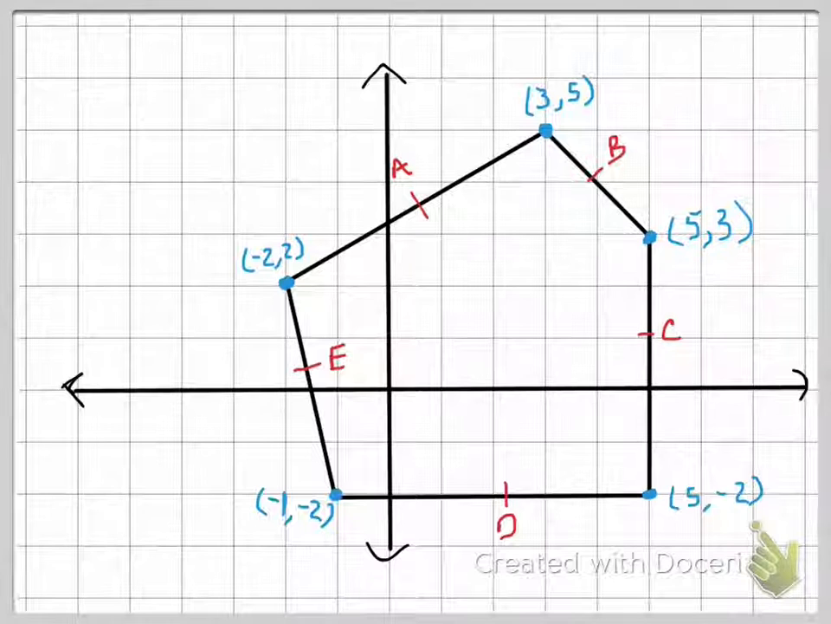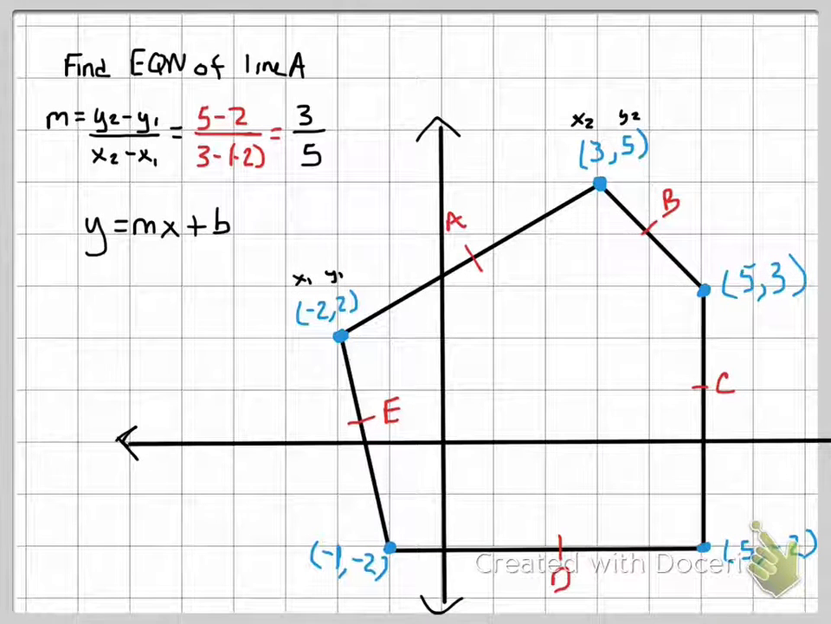Alright, for your algebra project, you should have an image like this. You want to draw something where you have all the points and you can label all the endpoints. Now for graphing a line, I'm going to find the equation of line A. I've already found the slope. You guys should know how to do that.